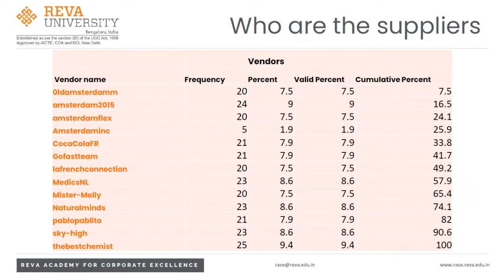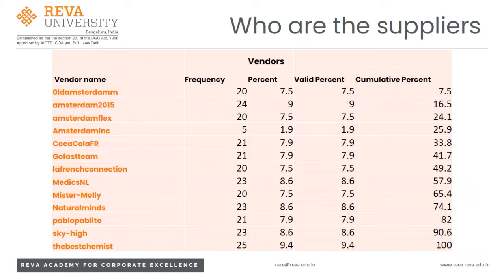Now, though we had many vendors, I have just focused on 20 vendors here. This is part of the fluid wherein we are just doing a filtering. You can see some of these nice names like Mr. Molly or Sky High. You can just imagine what kind of sky and what kind of high. You can also see the best chemist, right? So these are some of the names of the vendors who are doing the transactions.